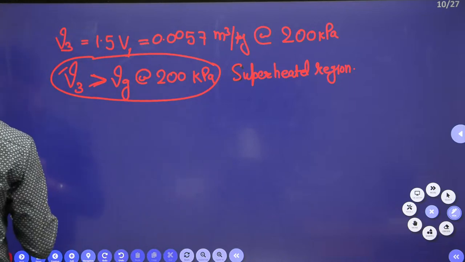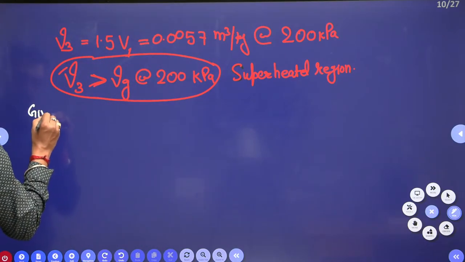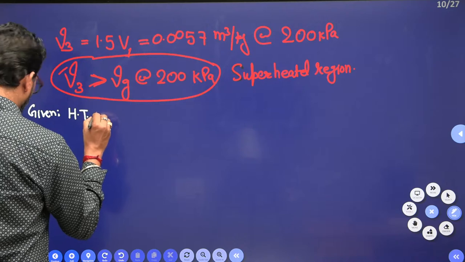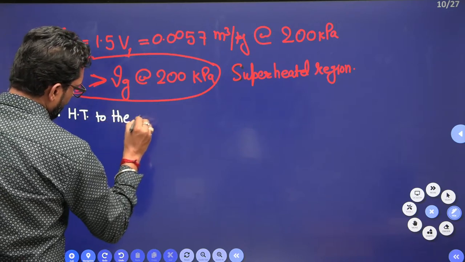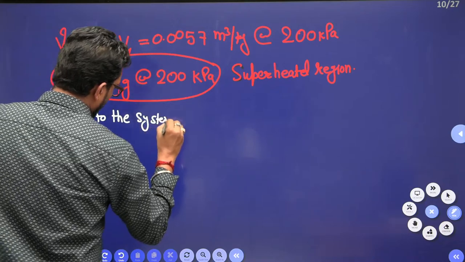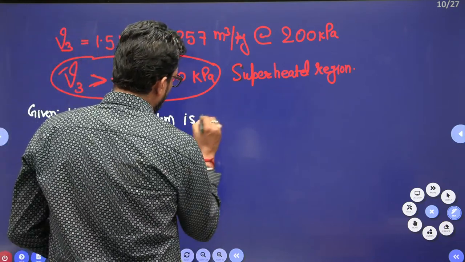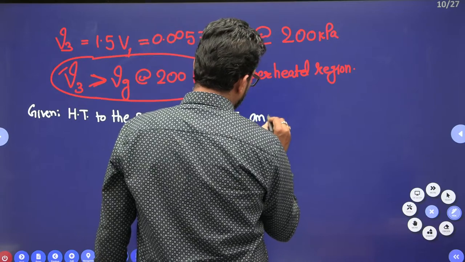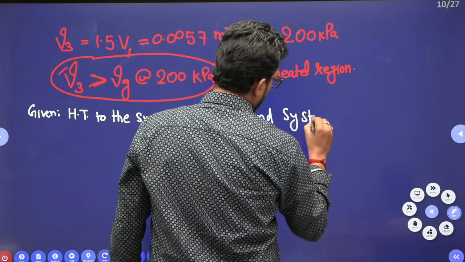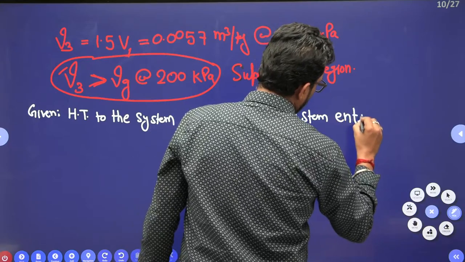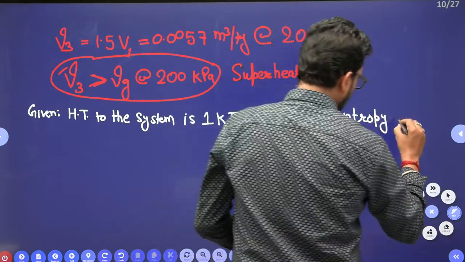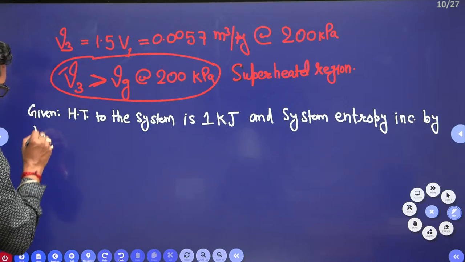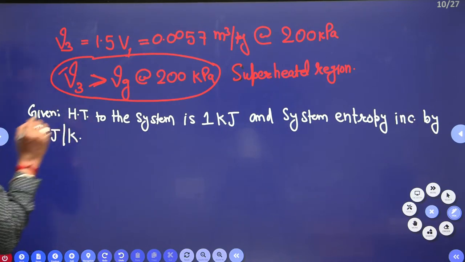So beta, what is given? Heat transfer to the system is 1 kilojoule. It is given, heat transfer, and the system entropy increases by 10 joule per Kelvin. This system entropy will increase.